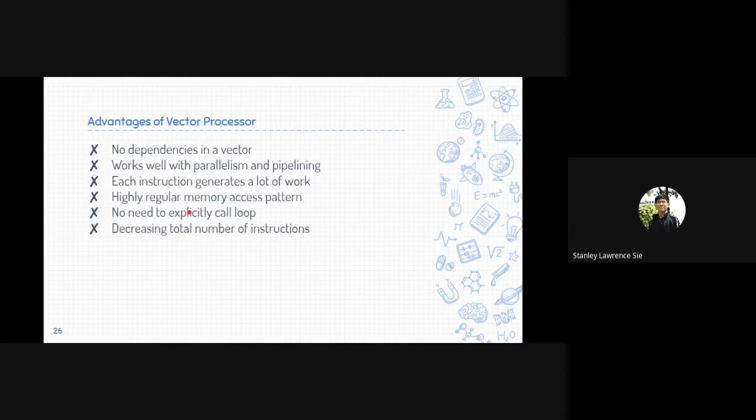and decode anymore. And because of the highly regular memory access pattern, vector processors can interleave vector data elements across multiple memory banks for higher memory bandwidth, such as for loading many elements at once. There's also no need to explicitly call loops anymore because it was already done in parallel with the vector registers in a single instruction. And lastly, as we have seen in comparison with the scalar processor before, it greatly reduced the total number of instructions.